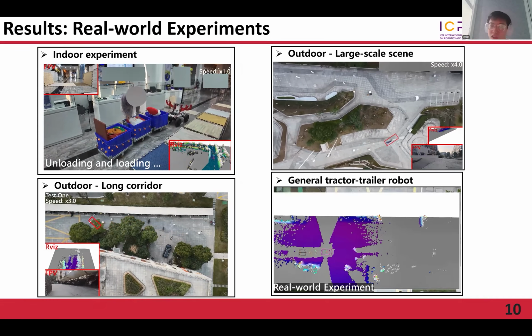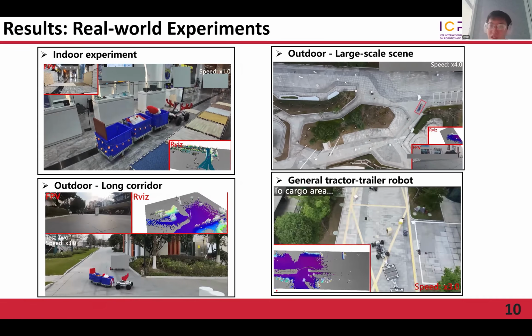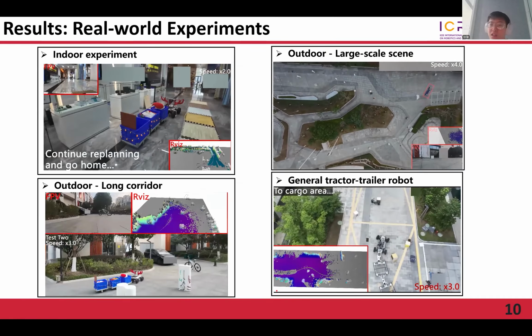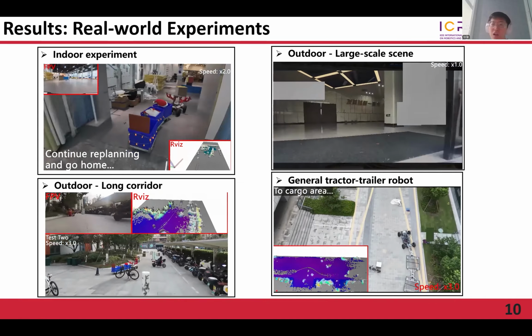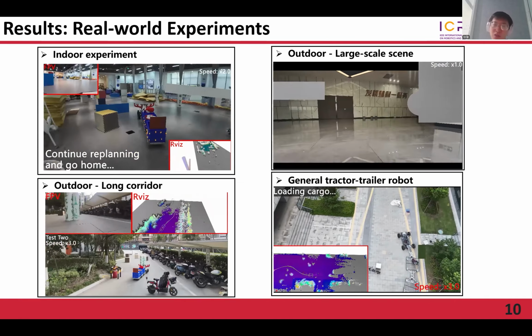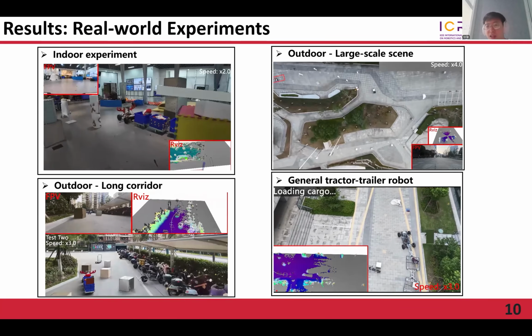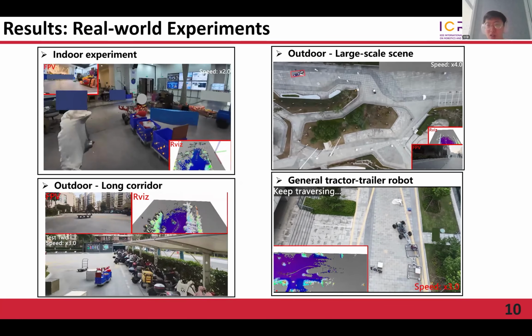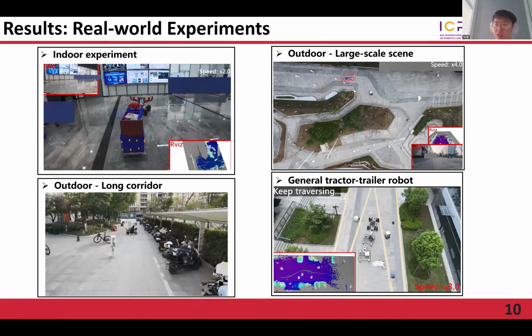The third outdoor scenario is for the general trailer. We place e-bike rotary boxes as obstacles on the path of an industrial park and set up a cargo area. The robot is requested to avoid obstacles to reach the cargo area. After staff load cargo, it is required to continue traversing the obstacle areas.